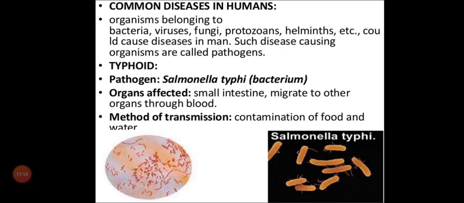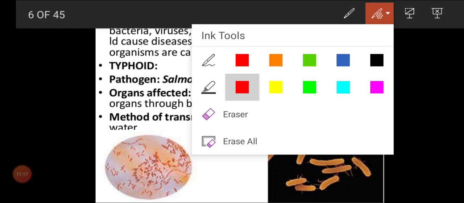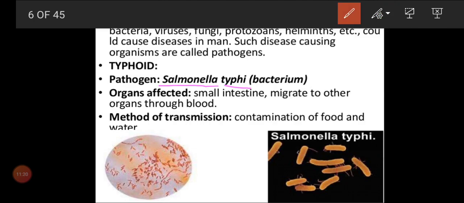So we shall start with the first disease, bacterial. The first bacterium we are going to learn is Salmonella typhi. It will cause a disease called typhoid. Salmonella typhi is a bacterium, singular. So this is a pathogen which will cause a disease called typhoid. The organ it affects first is very important: the small intestine. After the small intestine it will enter the organs through blood, because in the small intestine villi are present. Villi will absorb and send all the nutrients to the capillaries, and it will spread to the blood. So if it is present in the small intestine, obviously you should understand it will enter into the blood and spread throughout the body.